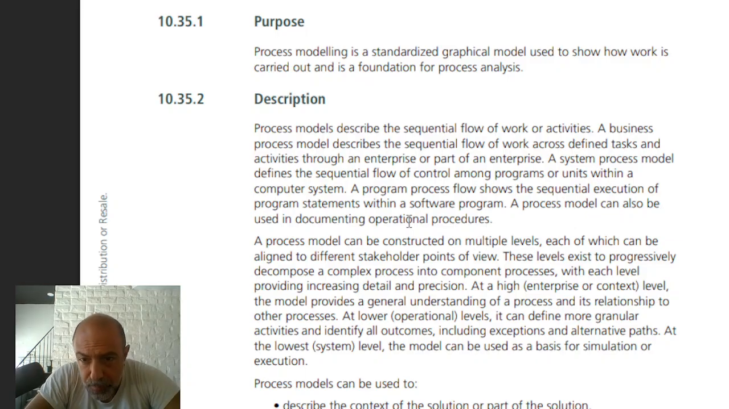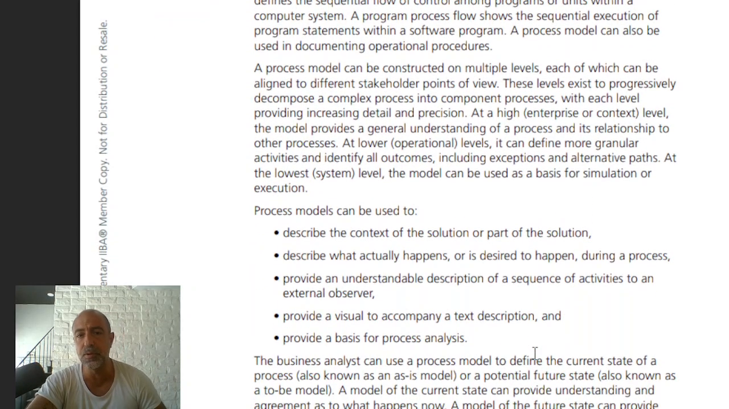A process model, they're still talking about sequential execution, they're just talking about software programs. Like this code triggers this code. And it's the same, like the factory finishing the product triggers the logistics to take it, triggers the sales to sell it. The process model can also be used in documenting operational procedures.